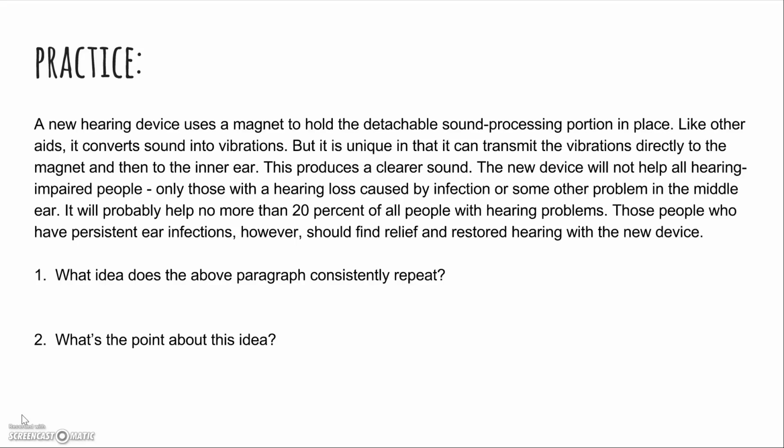A new hearing device uses a magnet to hold the detachable sound processing portion in place. Like other aids, it converts sounds into vibrations. But it is unique in that it can transmit the vibrations directly to the magnet and then to the inner ear. This produces a clearer sound. The new device will not help all hearing impaired people, only those with hearing loss caused by infection or some other problem in the middle ear. It will probably help no more than 20% of all the people with hearing problems. Those people who have persistent ear infections, however, should find relief in restored hearing with the new device.